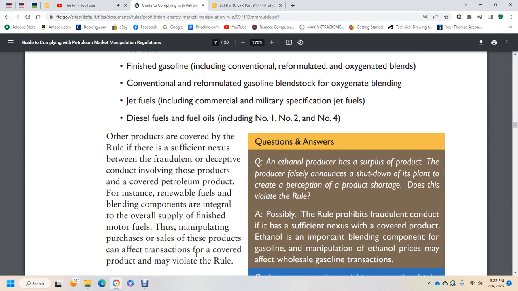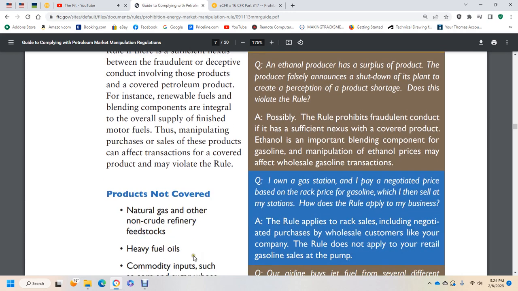Other products are covered in the rule where there is a sufficient nexus between fraudulent and deceptive conduct involving those products and the covered petroleum products, such as renewable fuels and blending components that are integral to the overall supply of finished fuels. Thus, manipulating the purchase or sale of these products can affect transactions in the covered product and may violate the rule.